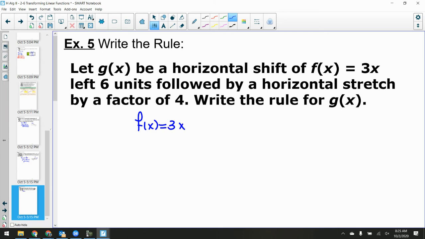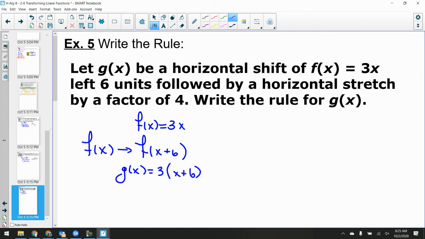What would be the rule for a left 6? What would that be? Plus 6 on the inside, right? F of x plus 6. Okay, because if I'm going left, it's actually a plus on the inside. So that means halfway there, g of x, this isn't the final g of x, is 3, and then I'm going to take out x, and in its place, write x plus 6. So g of x is 3x plus 18.